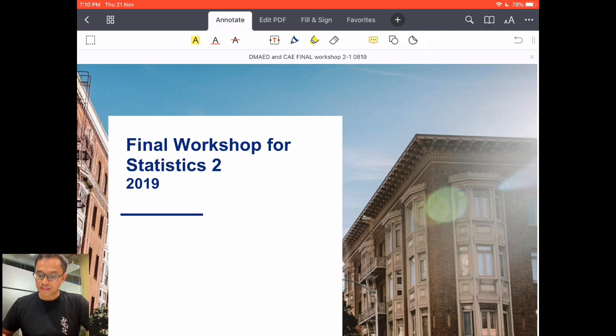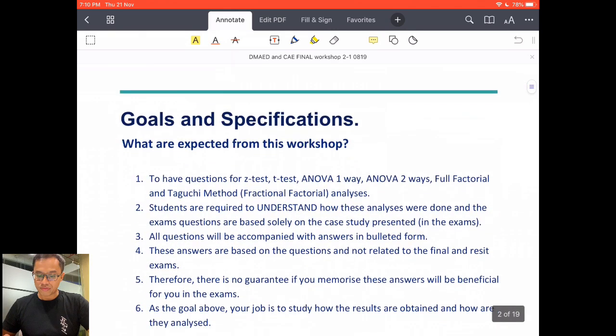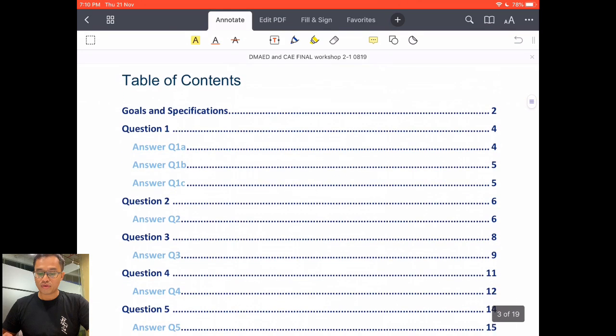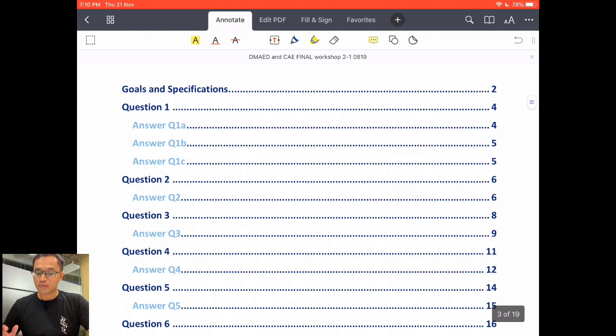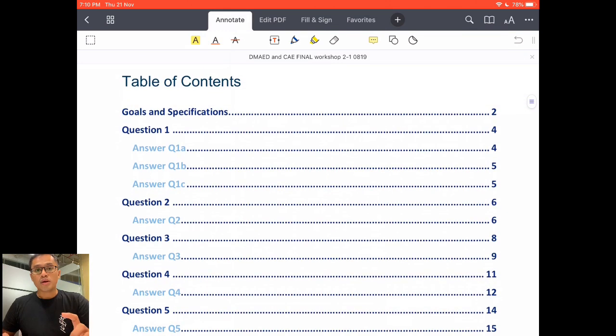Right, so this is my first page. I've written this on November 14th of this year. So these are my goals and specifications and also the table of contents. This table of contents, you can click on it and then it will go straight to the question. Alright, so you can see it is clickable. Alright, so this video will be separated per question.